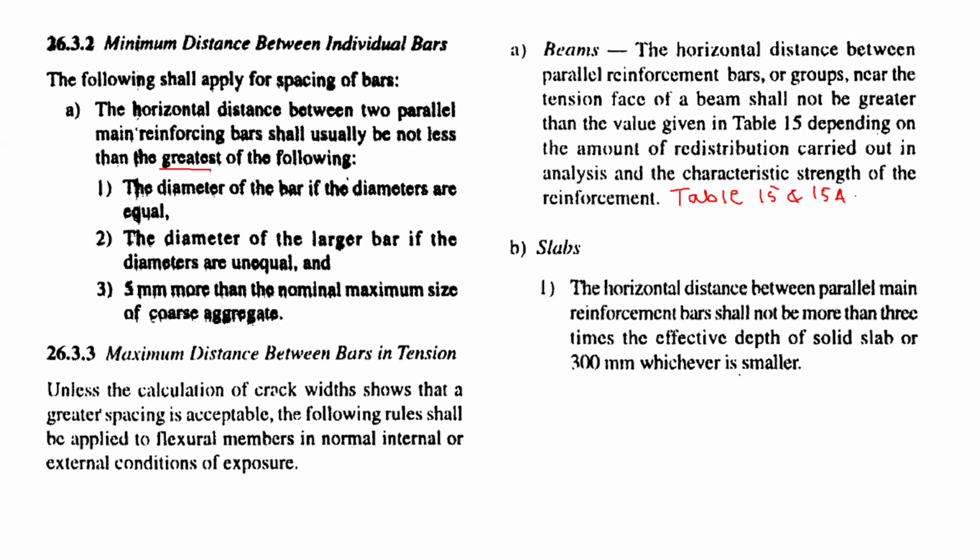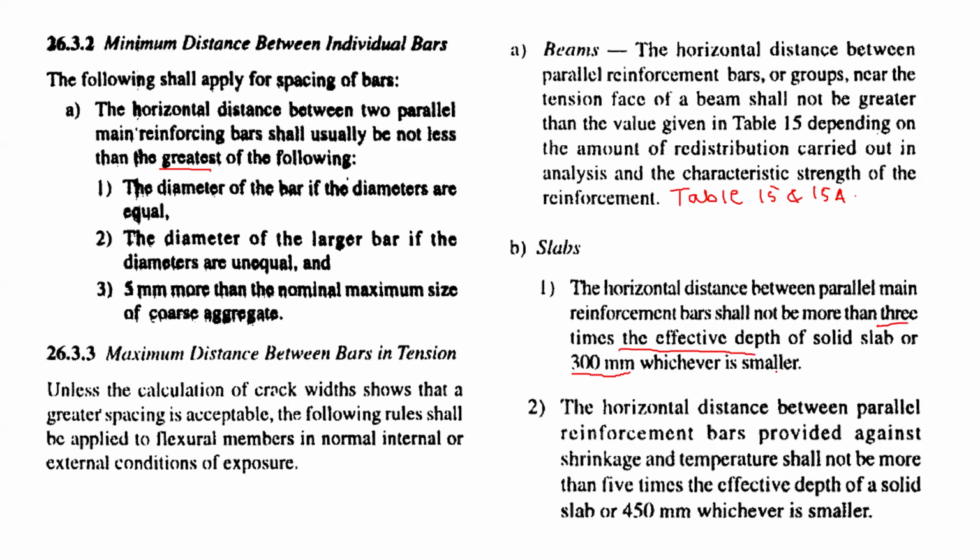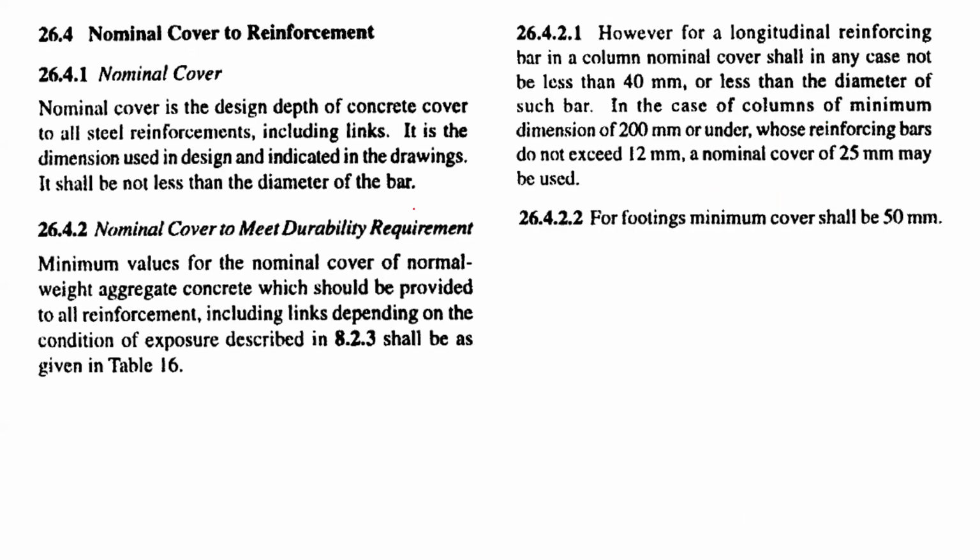Then in case of slab, for main reinforcement, this value is 3 times the effective depth or 300 mm, whichever is smaller. For transverse reinforcement or distribution reinforcement, we have 5 times the effective depth or 450 mm, whichever is less.